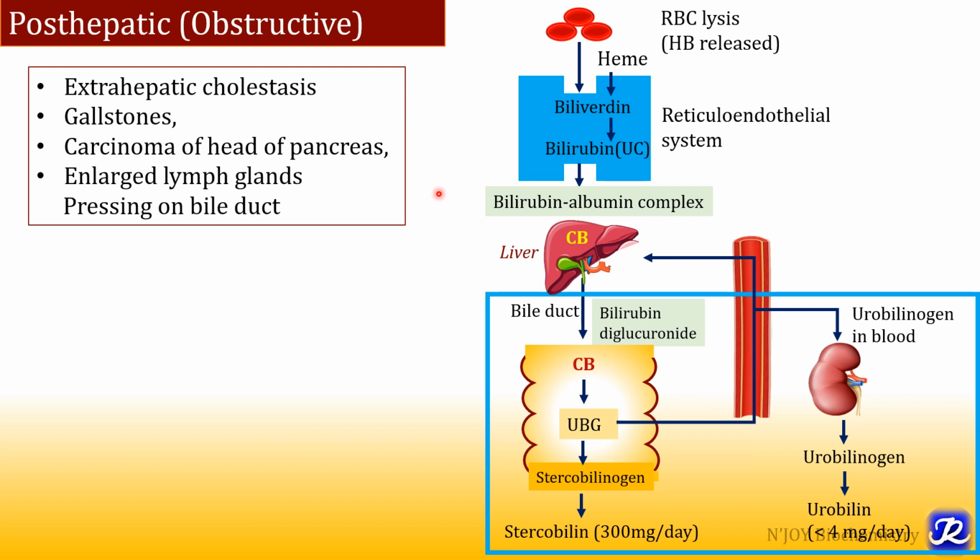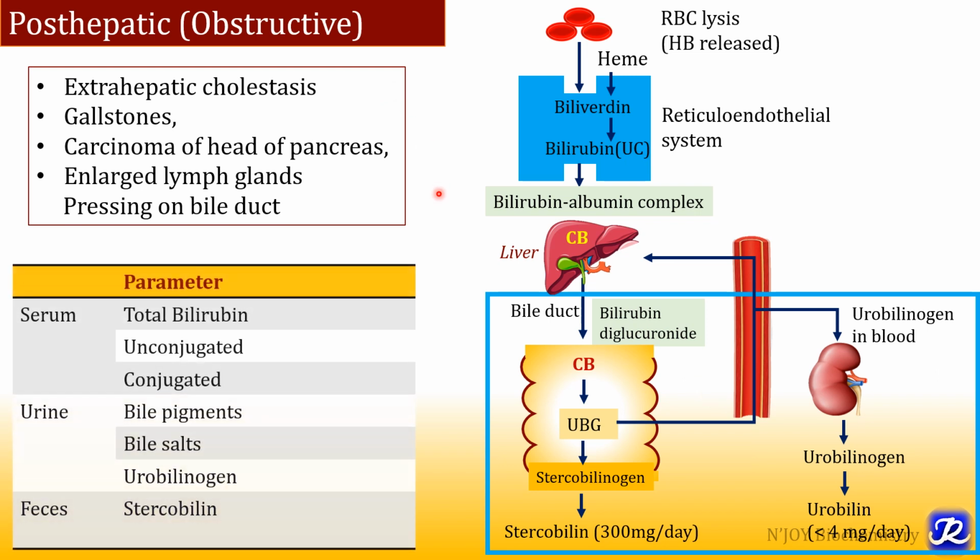Now let's see what happens to the laboratory parameters. So what will happen to the total bilirubin? It will be increased because it is a jaundice. Unconjugated bilirubin will be normal and conjugated bilirubin will be elevated in this condition, as the defect lies after the liver, that is a post-hepatic cause, and the obstruction is due to various conditions like gallstones, carcinoma of head of pancreas, etc. What will happen to the bile pigments, bile salts and urobilinogen?